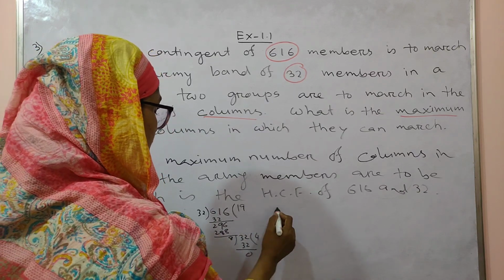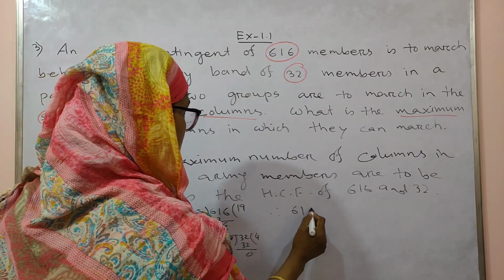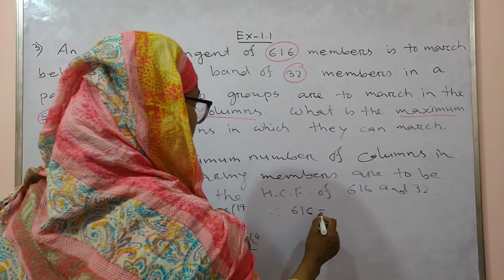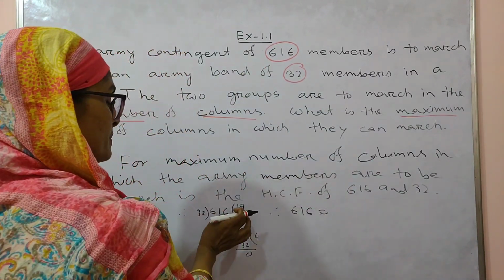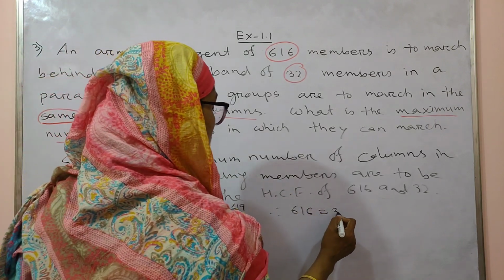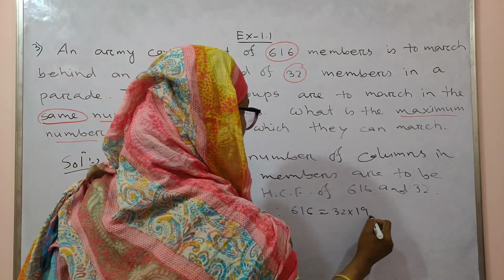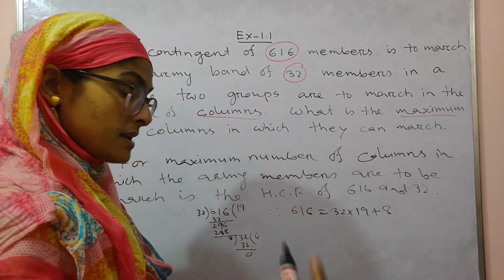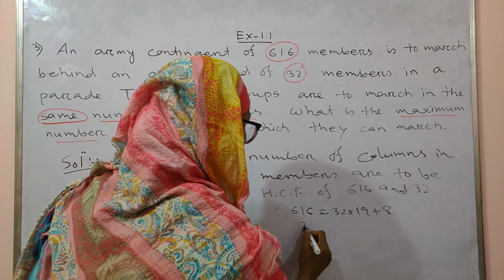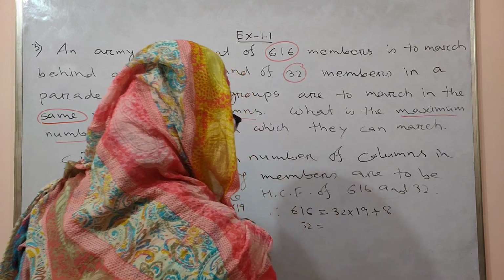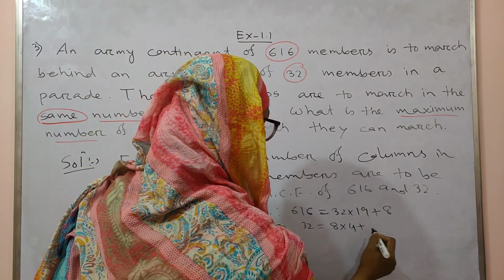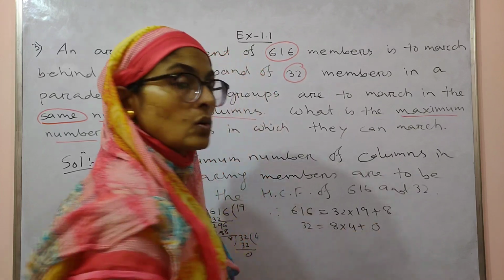So you can write, therefore, 616, that is a, equals b q, b means this one, sorry, this one a. b means this one, 32, into q, the quotient, plus the remainder. The remainder is 8. Again 32, you can write bq: 8 into 4 plus the remainder, which is 0.